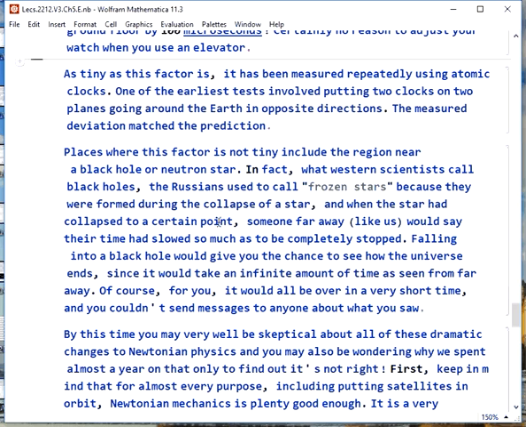And of course, it matched the prediction. Places where this factor is important are near a black hole or a neutron star. In fact, years ago, before there was as much collaboration in science as there is now, during the Cold War, what we call black holes, the Russians called frozen stars, because they were formed during the collapse of a star. When the star collapses to a certain point, the gravitational potential near it is so intense that someone far away would say time has stopped for that person falling in with it.